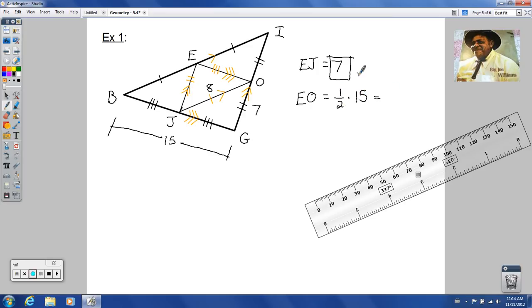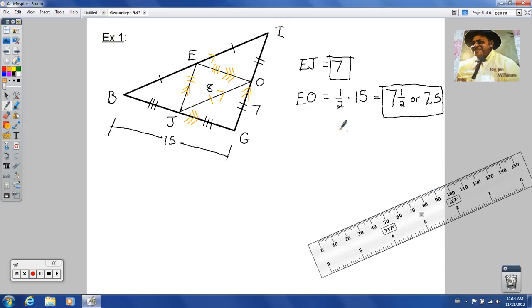You could say 15 halves, but I think the better way to say that would be 7.5. One of those two things. Because you're not going to go up to somebody and say, hey, this is 15 halves long. They would just be like, huh? Can you tell me what that is as a decimal or a mixed number? So we would write it like that.